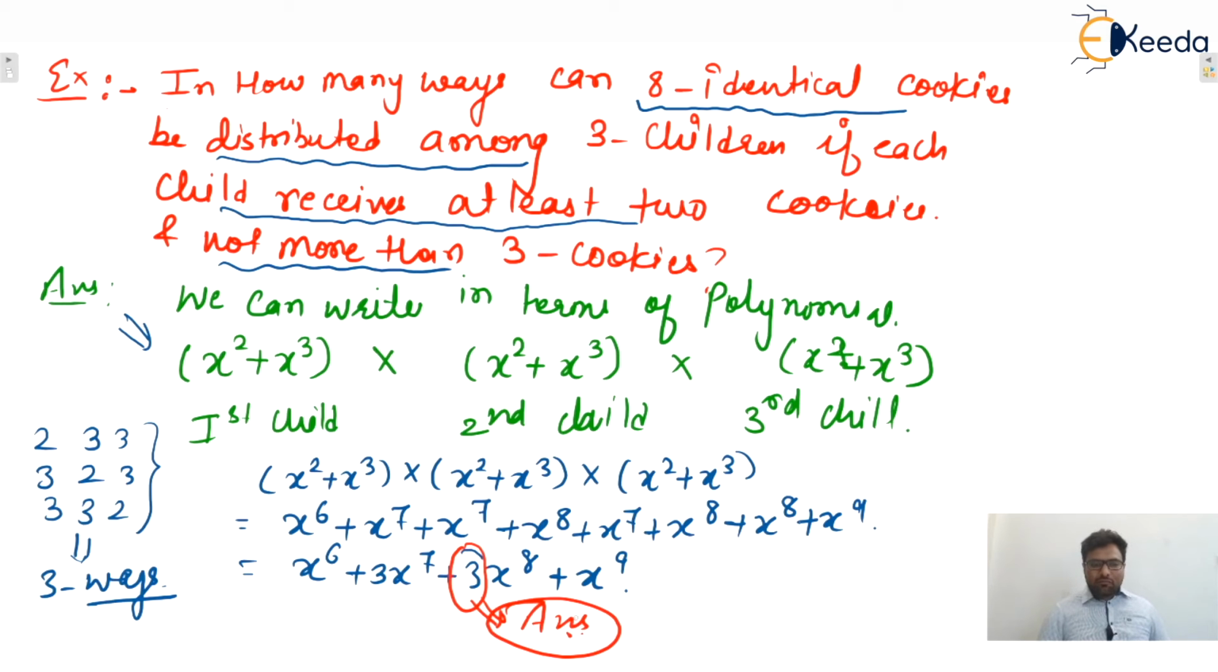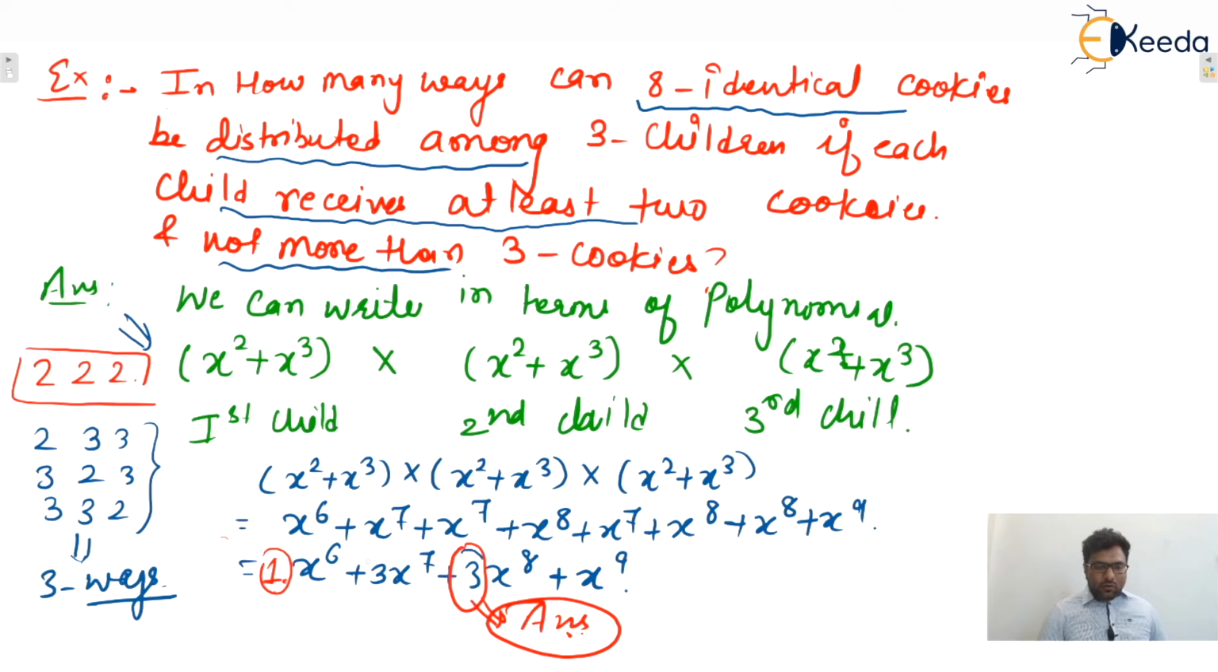If we ask what the total possible ways of distributing 6 identical cookies are, then the answer will be the coefficient of x power 6, that is 1. You can see there is only one way of distributing 6 cookies, that is 2, 2, 2, and so on.